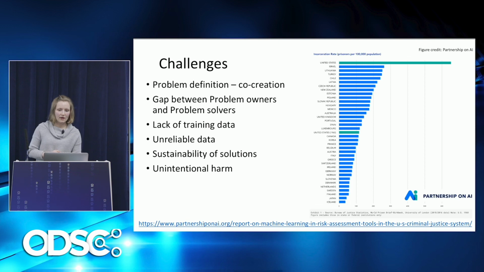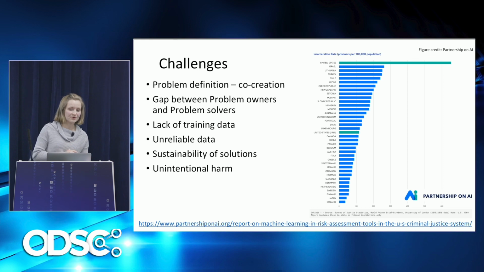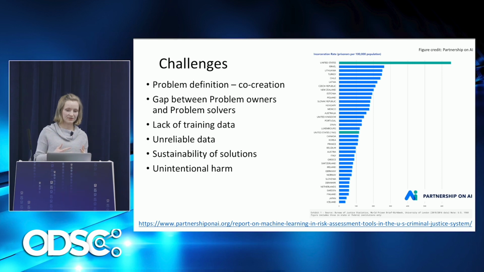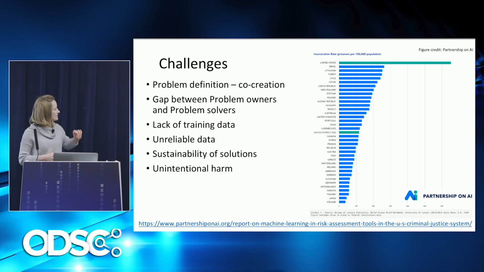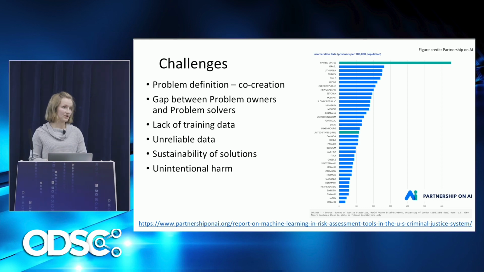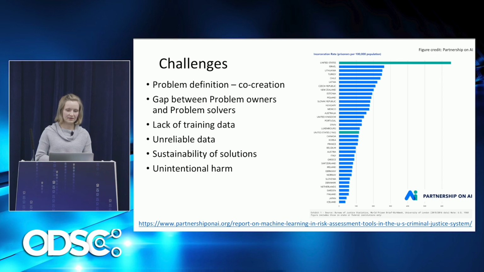So this is an example provided by Partnership on AI. Partnership on AI is a partnership among a lot of AI researchers, and they did a report on US criminal justice. So here in the plot you have the incarceration rate, i.e. the number of prisoners per 100,000 population in the developing countries. And on the top it's the United States. As you can see, its rate is much higher than any other developing country.